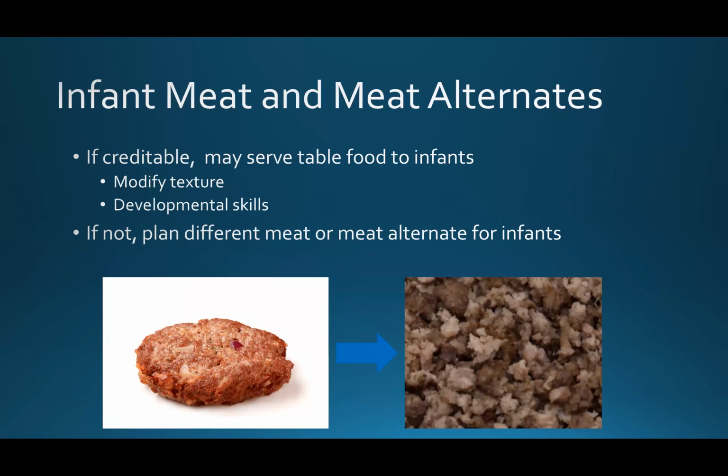If creditable, the same meat or meat alternate served to older children can be served to infants if the texture is modified for the developmental skills of the infant. If not, a different meat or meat alternate must be planned for infant meals.